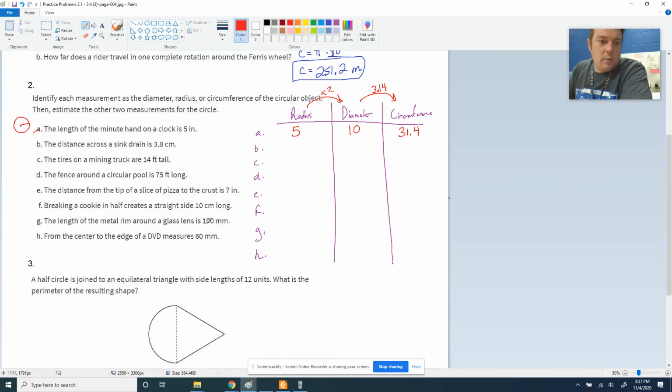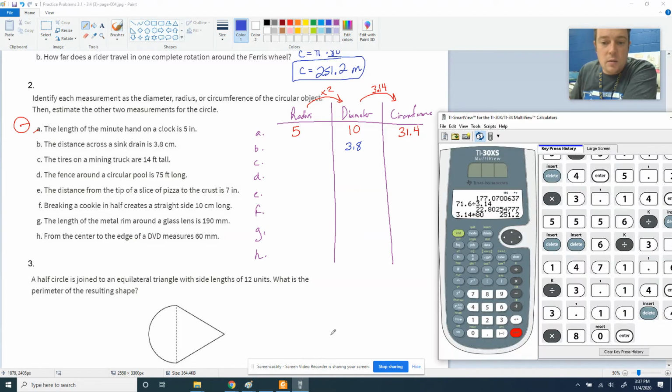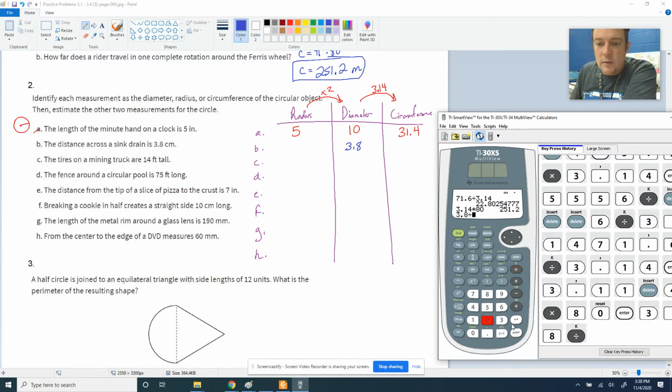Check. Got that one out of the way. Let's move on to the next one. The distance across a sink drain is 3.8 centimeters. So sink drain is a circle. If you go across it, that's a diameter. So 3.8. Now, if multiplying by 2 gets you here from radius, dividing that in half brings you back. So if you need help with that, you can always use your calculator to divide or cut things in 2 if you're not good with decimals.